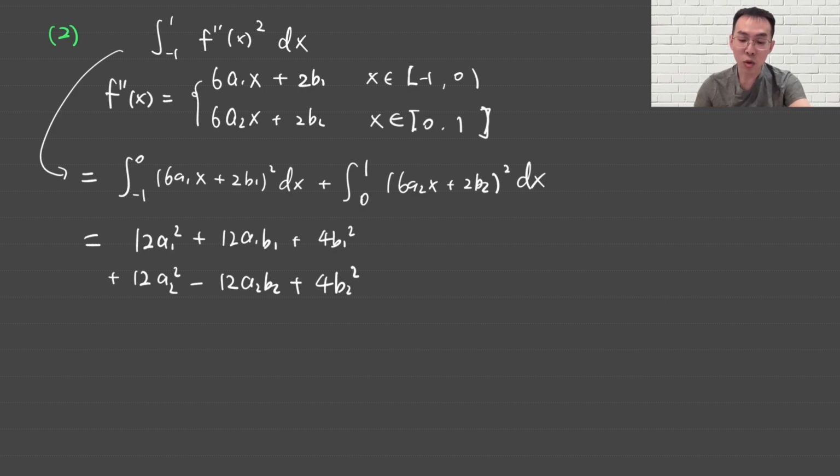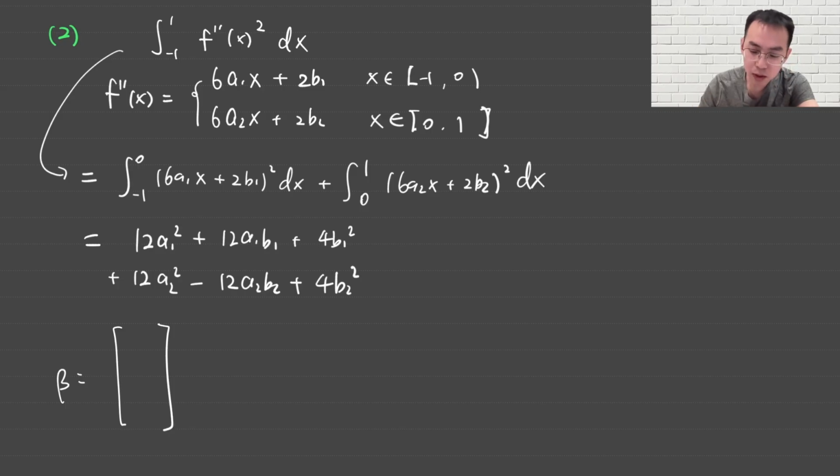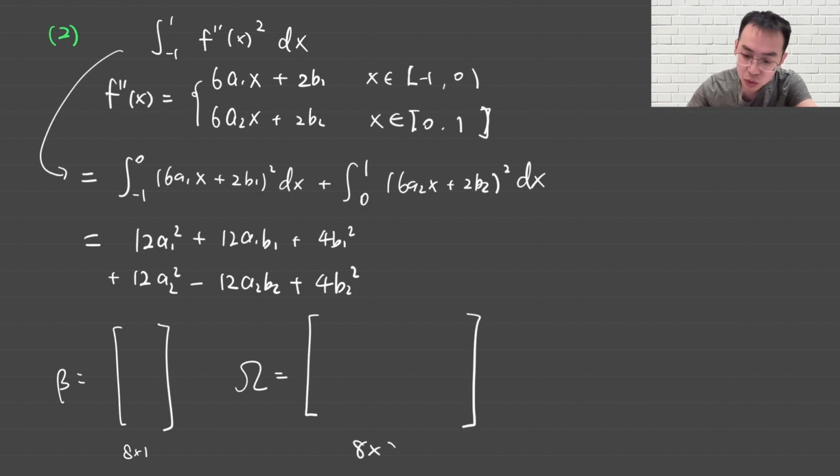And for this, we can also write it out in matrix notation using our beta. So using our beta, remember beta has all the parameters, that's an 8 times 1 vector. So we can define a matrix omega to be an 8 times 8 matrix. Then the second term can be written as beta transpose omega beta. That is our goal. Okay, so this is a very nice quadratic form.